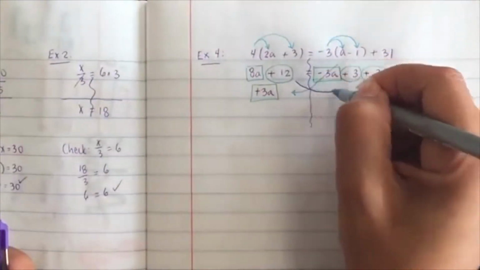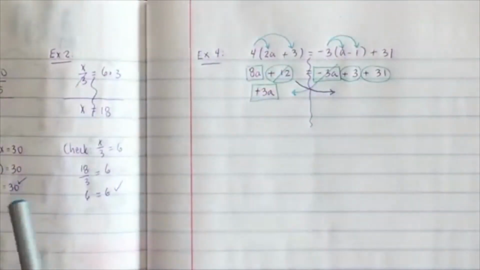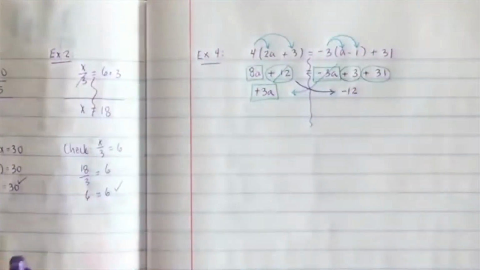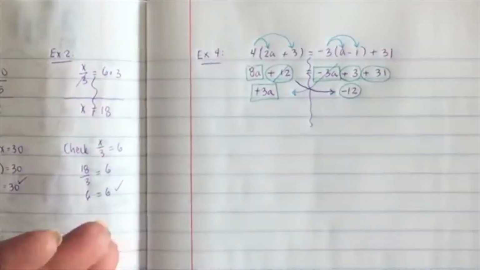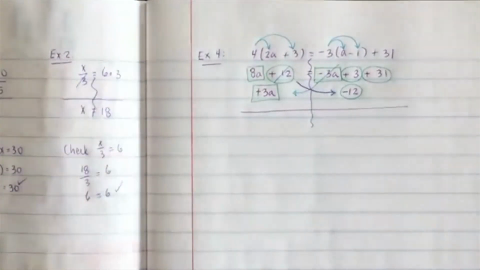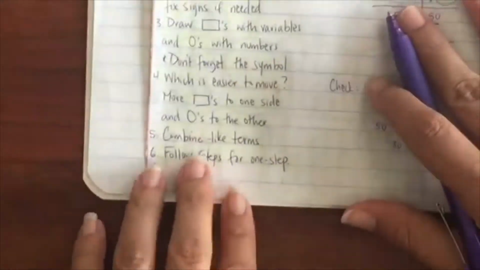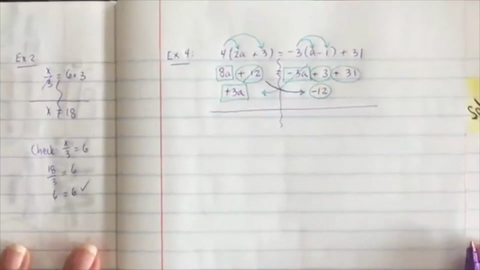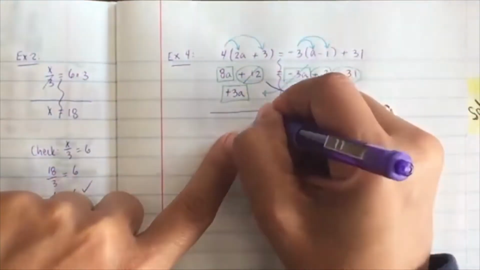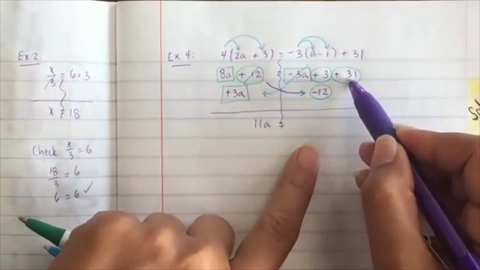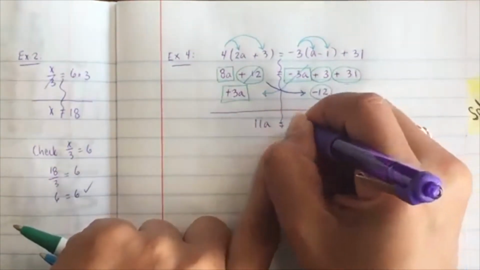The positive 12 is going to cross the river. It's going to change from a positive to a negative 12. The listening check: shade in negative 12. All right, let's go ahead and combine like terms. All right, 8 plus 3 is 11. And then you're going to have 3 minus 12 plus 31 is 22.